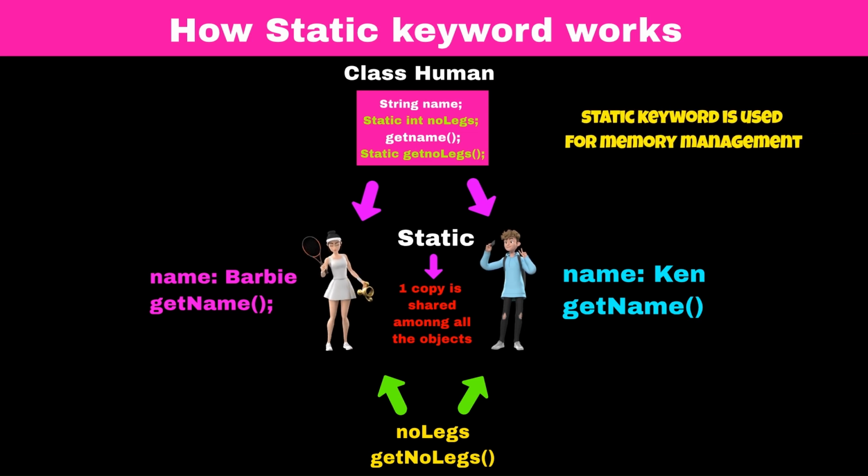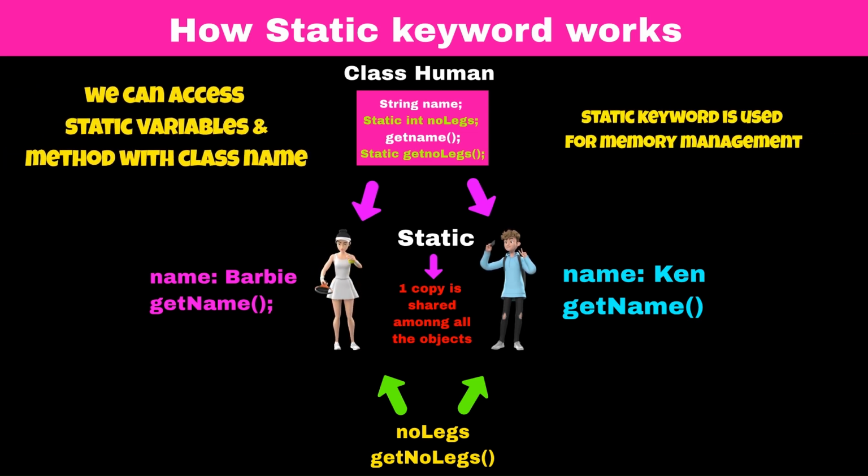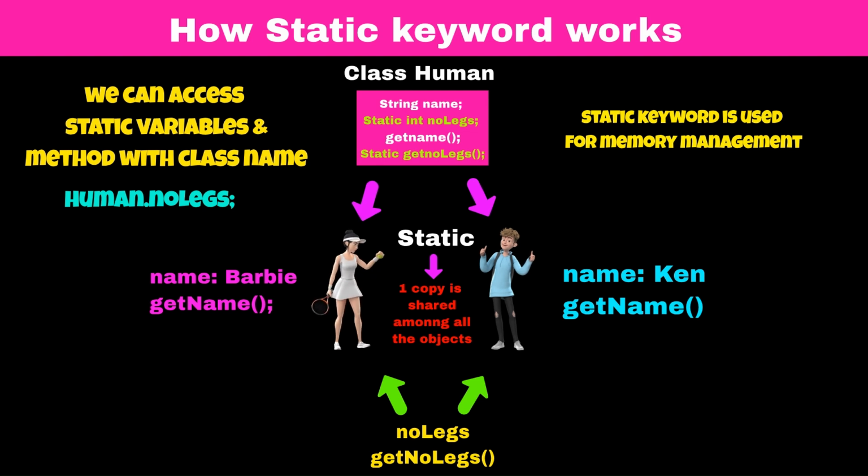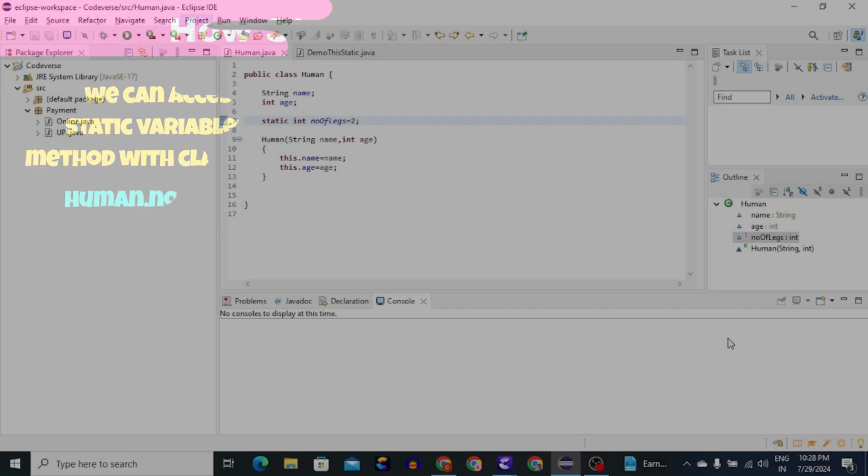Since static variables and method belong to class and not to individual object, we can access them without creating object of a class simply by using class name. For example, we can access number of legs variable in any class using human.number of legs, where human is a class name and number of legs is a static variable. Now let's jump to Eclipse and execute program for this and static keyword.